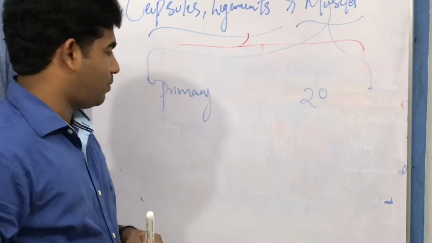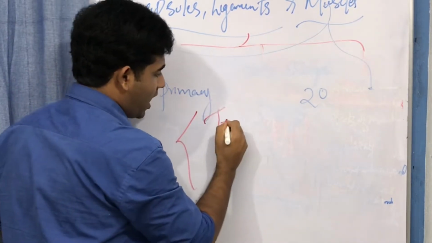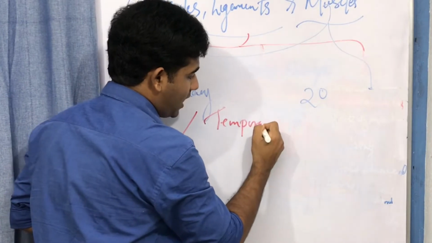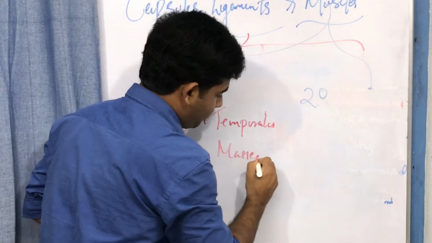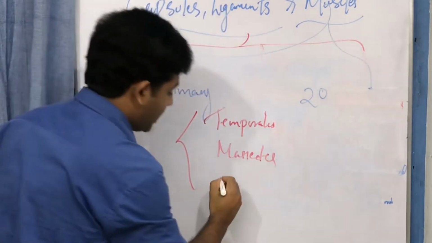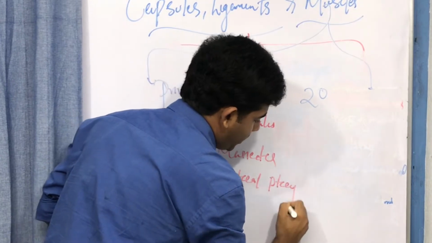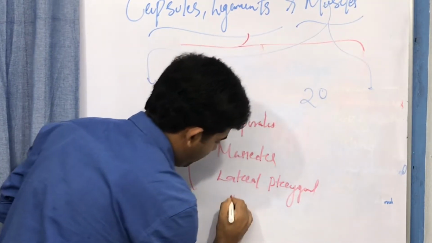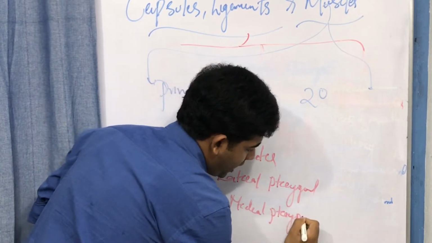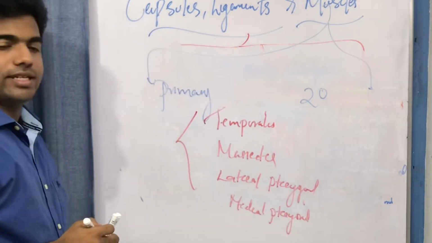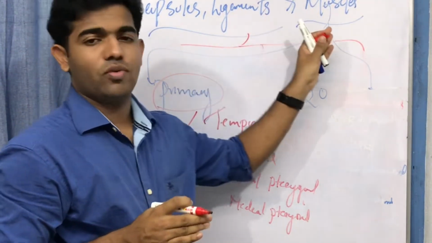Do you know which are the primary muscles? Can you guess? The primary muscles are the temporalis muscle, very good, the masseter muscle, the lateral pterygoid muscle, and medial pterygoid muscle. So these are the four muscles which are making up the primary components of the muscles of mastication.